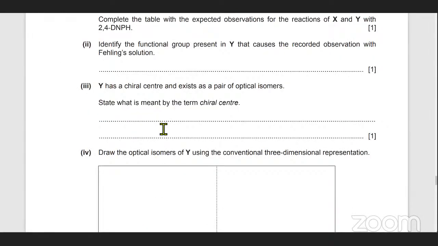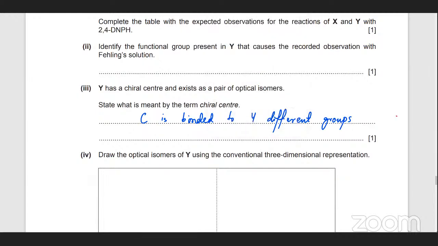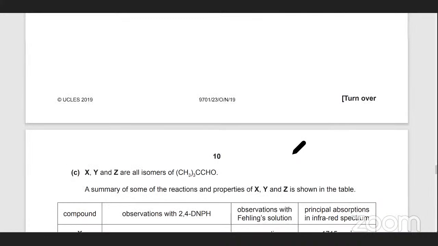Okay, what's a chiral center? So it's when a carbon atom, okay, this is the start. It's a carbon atom where the carbon atom is bonded to 4 different groups. Now this was done. And then you had to draw the optical isomers using the conventional three-dimensional representation. You had to draw the chiral representation of a molecule, which we had figured out earlier.